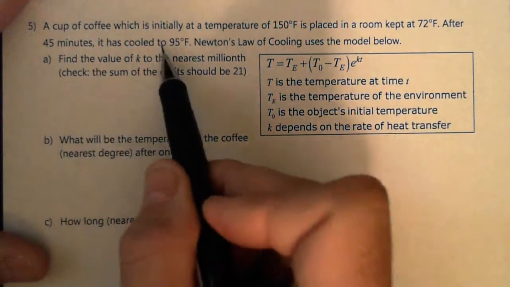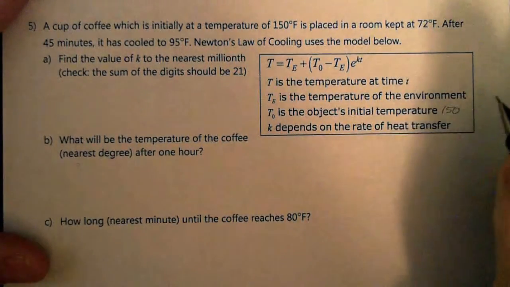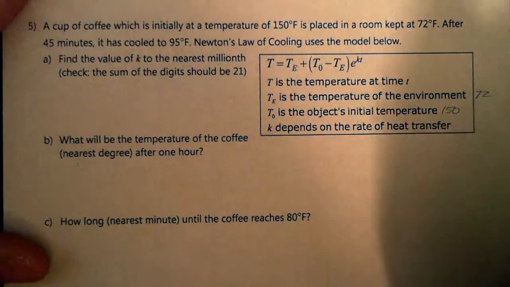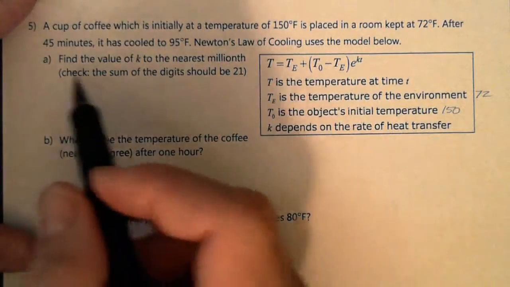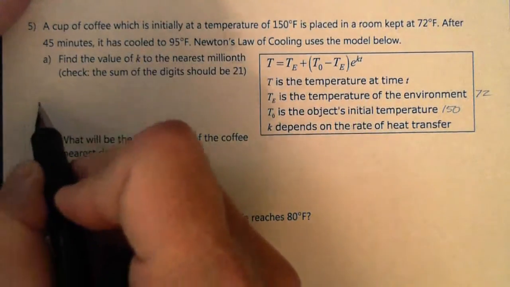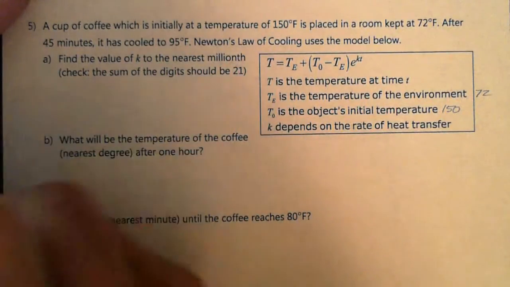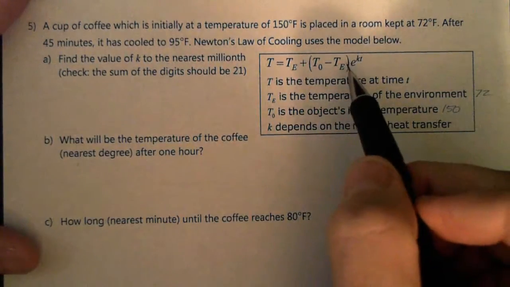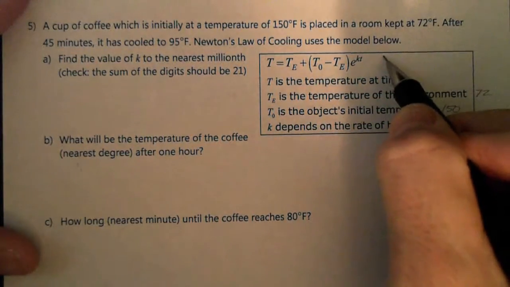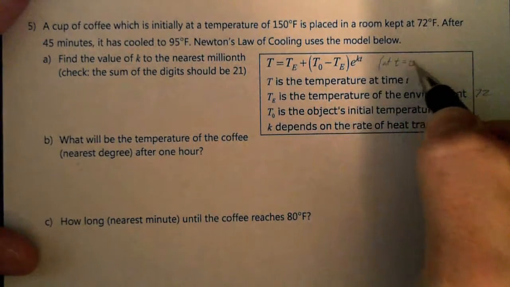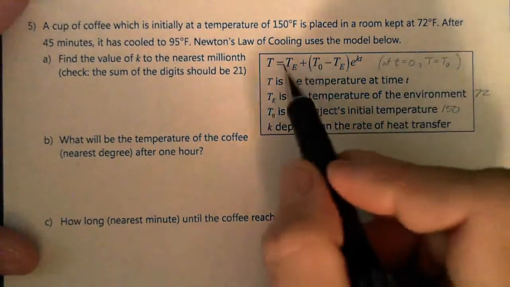After 45 minutes, it is cooled to 95 degrees, and T0 would be our 150. So this is 150, and this is our 72. So the difference between them would be 78. We're going to first find k. So let's throw everything we have here. The temperature at time t, if we were to put in k equals 0, we would simply get T equals T0. You can always check. At t equals 0, T equals T sub 0. That's the way this is constructed.